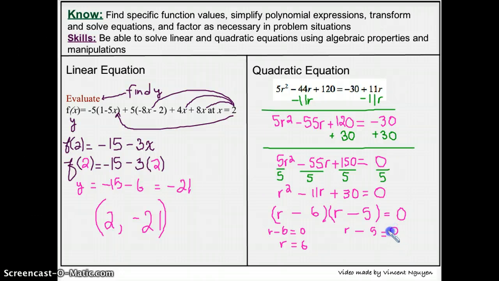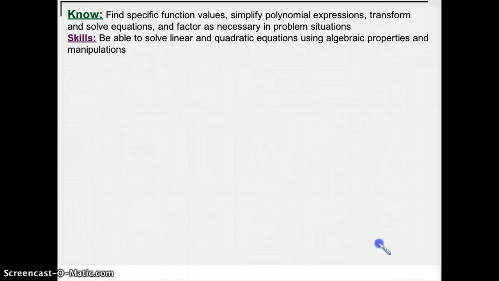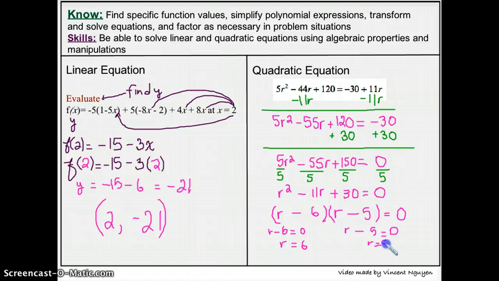So this would give me r equals 5. So there are the two solutions to my quadratic equation. Because it is a quadratic equation, I'm expecting two solutions, at most, and these are two distinct solutions. So on the graph you will see that on the x-axis there will be an x-intercept at 5 and an x-intercept at 6.